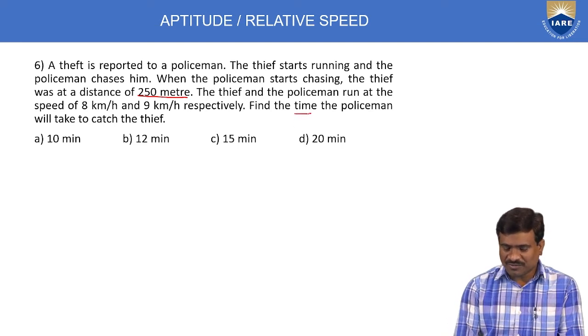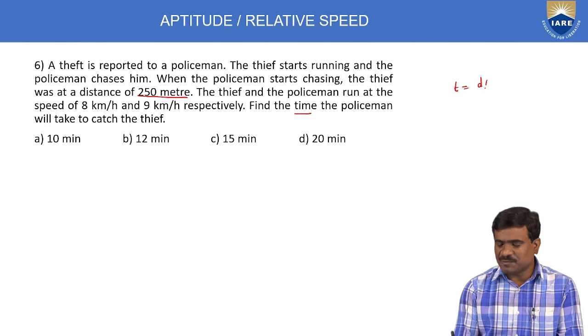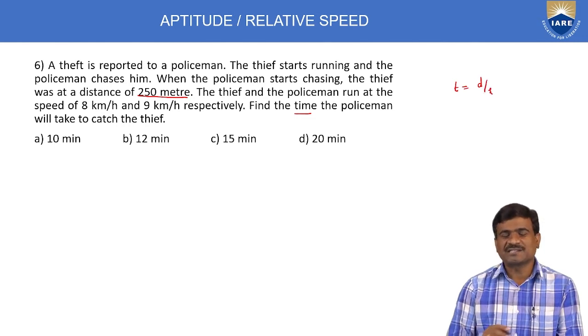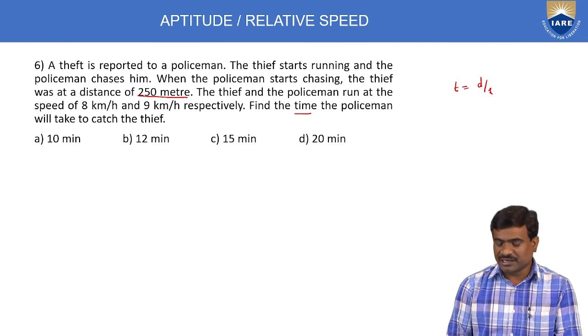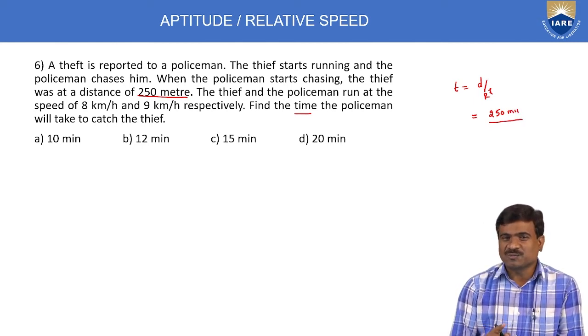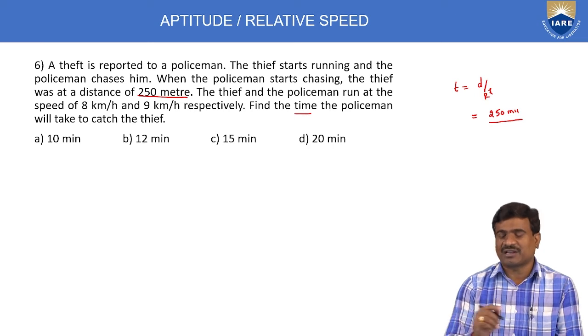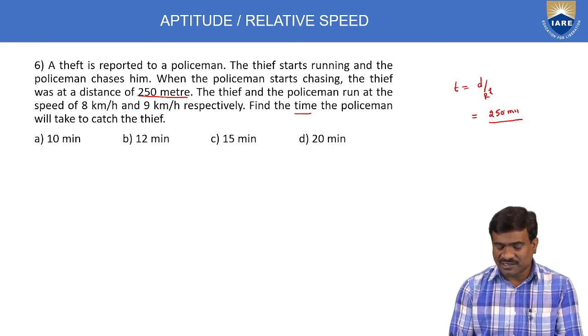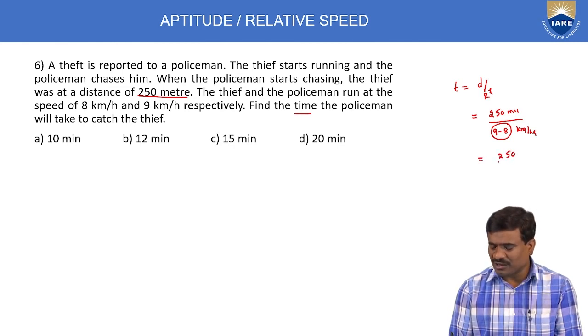To find the time, time is equal to distance by speed. Two speeds are given, so check the direction. Time is equal to meeting time, distance by relative speed. Distance between thief and policeman is 250 meters. Thief and policeman are always moving in the same direction, so relative speed is the difference of their speeds, 9 minus 8 km per hour. Numerator in meters, denominator in kilometer per hour.